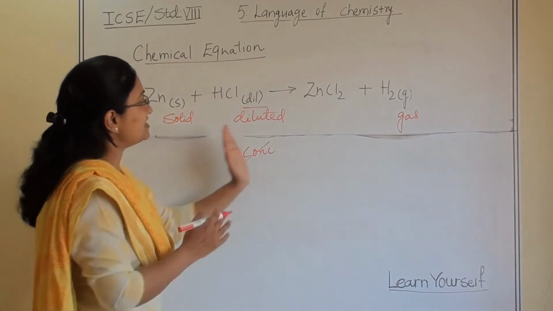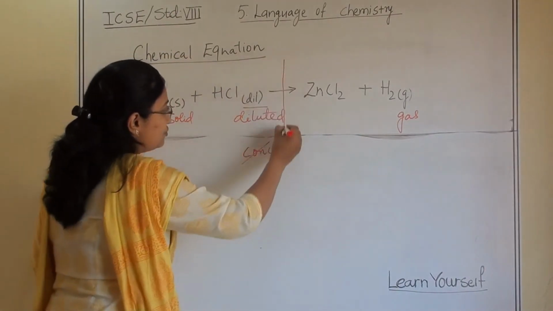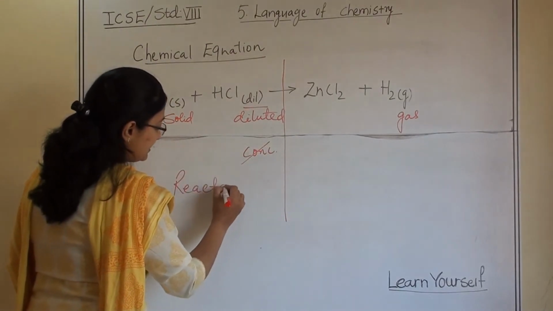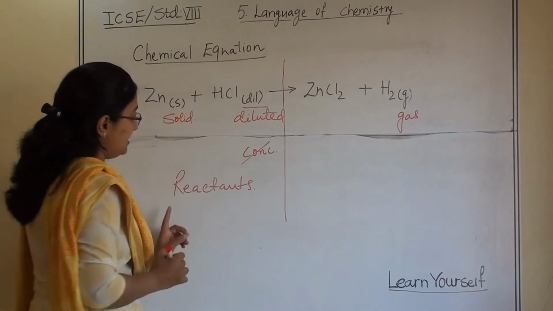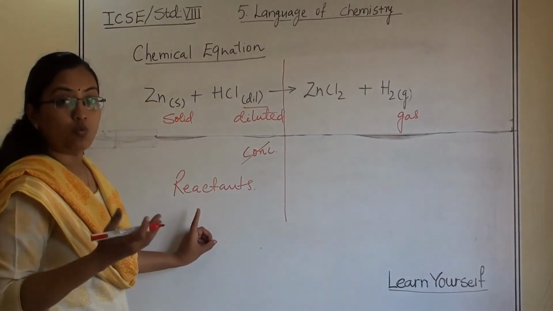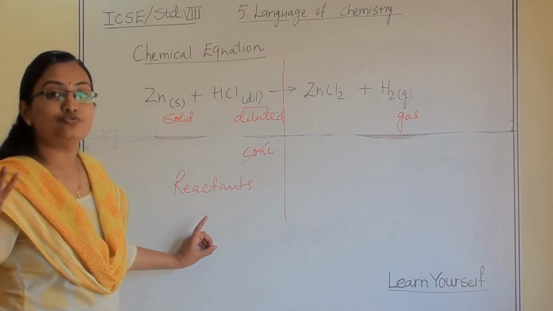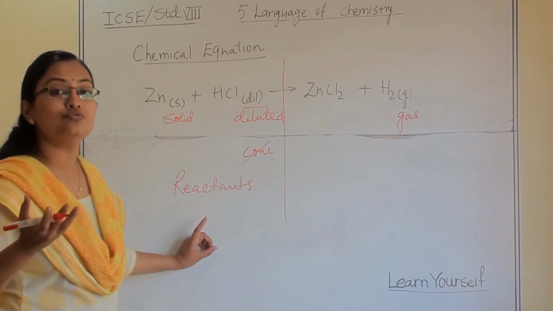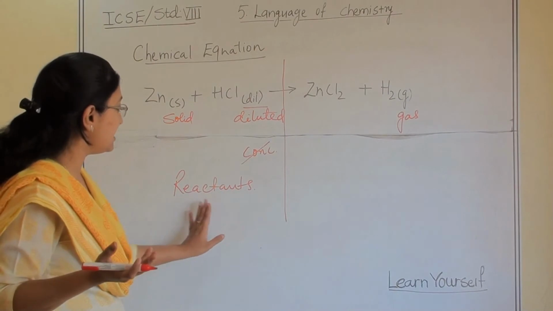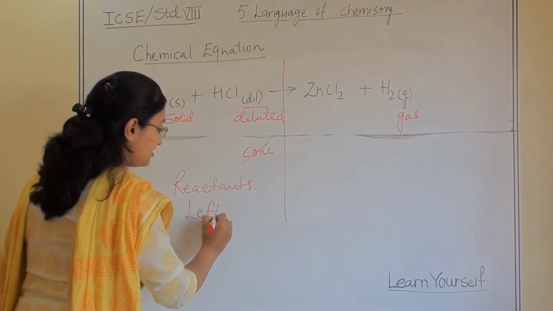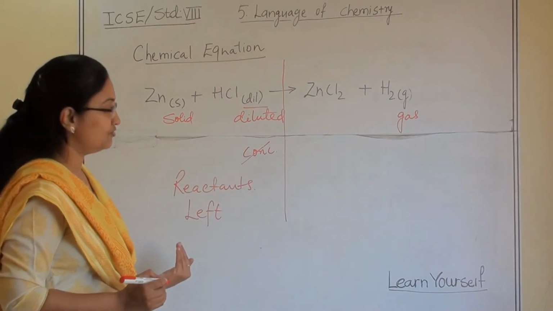When we are writing a chemical equation, there are two parts. These are called reactants. Reactants means what we are taking for our equation to happen, what we are taking to make that reaction happen. They are known as reactants, and they are on the left hand side of the chemical reaction.